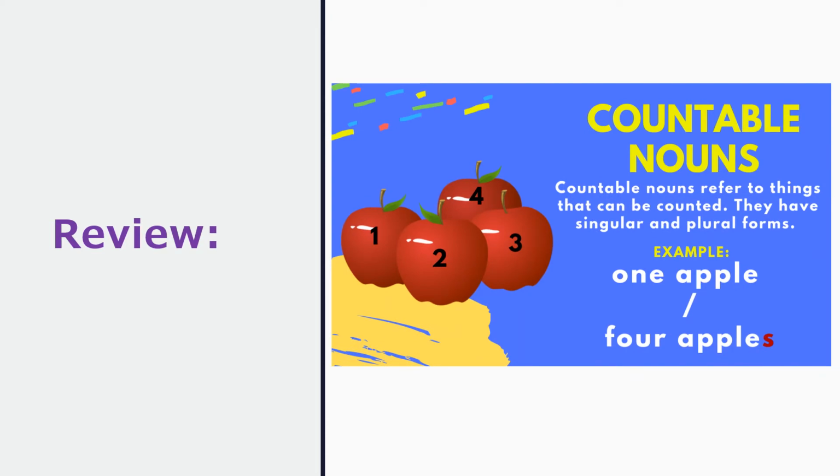Countable nouns refer to the things that can be counted. They have singular form or plural forms. Remember, if we say singular, it means only one. But if you say plural, it means two or more. So we can say one apple, or if we count the apples there, we have 1, 2, 3, and 4. We have 4 apples. We add S because it is plural form.